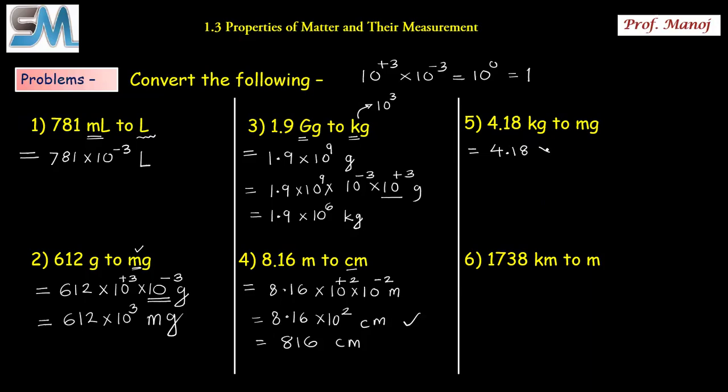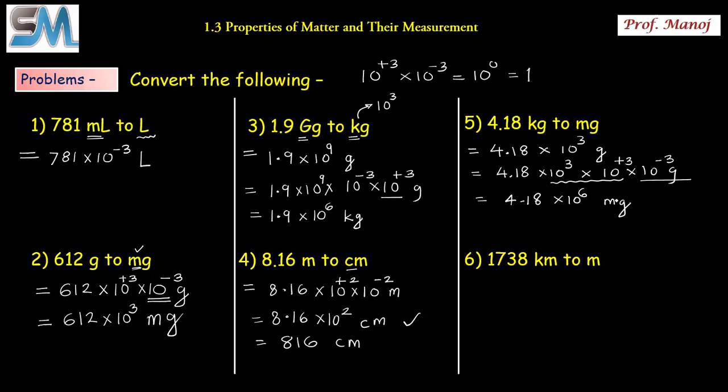4.18 is kilo. So kilo is 10 raised to 3. Now we want to introduce over here milli. So I will write 10 raised to 3 as it is, like before, and we are introducing milli over here. Once again, milli is 10 raised to minus 3. Let us multiply by 10 raised to 3. So this becomes 4.18. This is 10 raised to 3 and 10 raised to 3. That makes it 10 raised to 6. This portion becomes milligram.